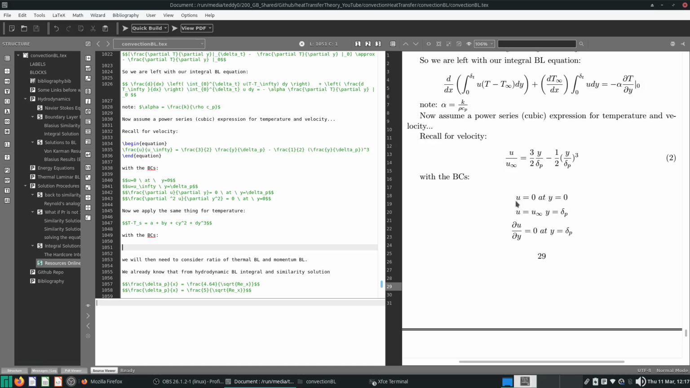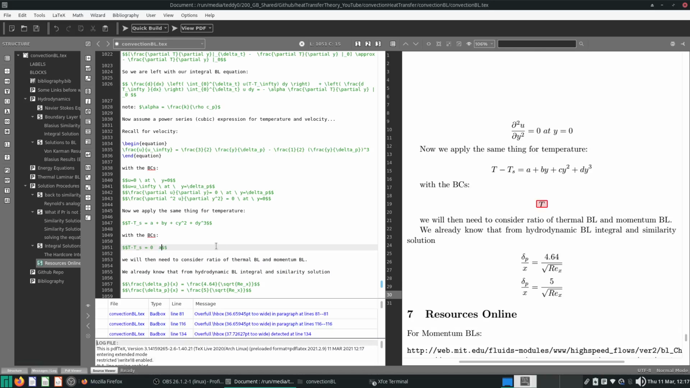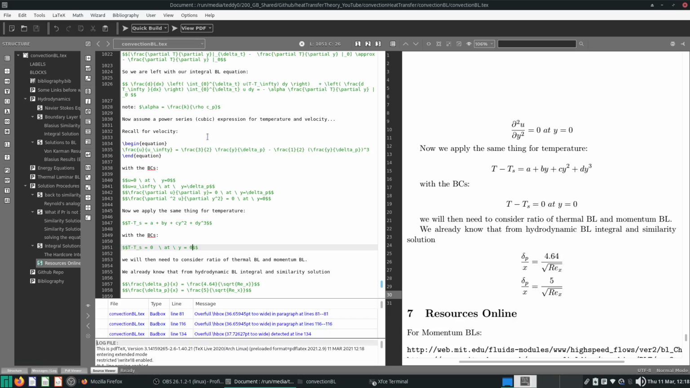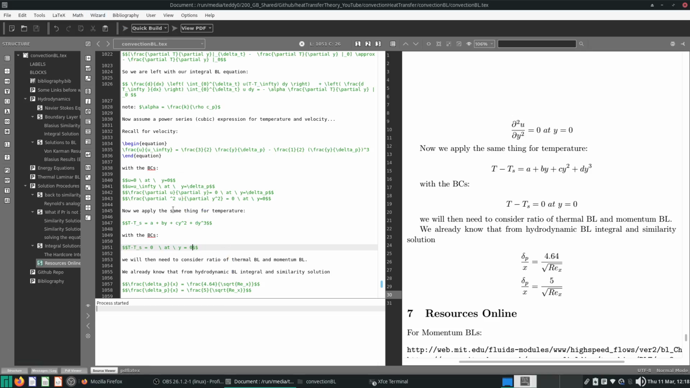If we replace u by T minus Ts and delta p by delta T, which is the thermal boundary layer, will all these still hold? If it holds, it'll be very convenient for us. So let's see. T minus Ts equals 0 at y equals 0. Does it make sense? Absolutely, because T equals Ts at the surface. That checks out.